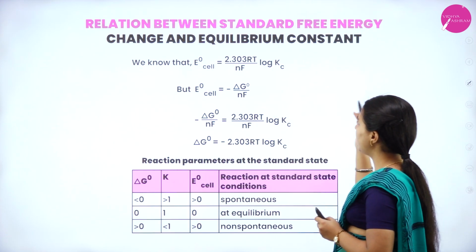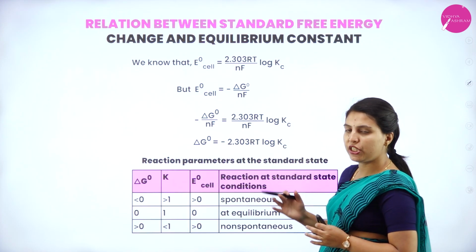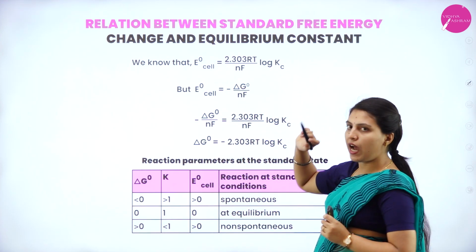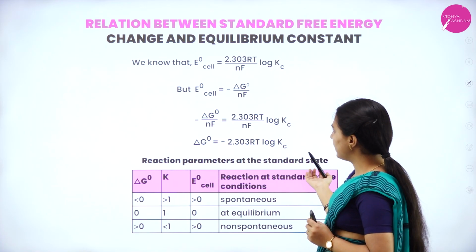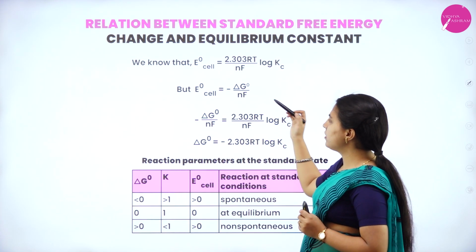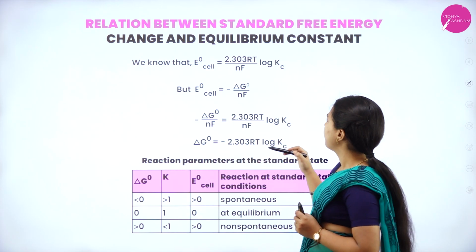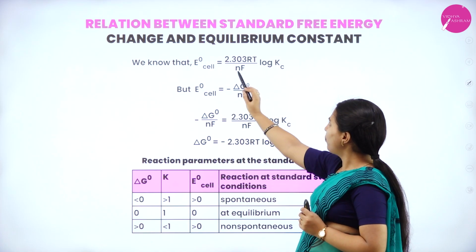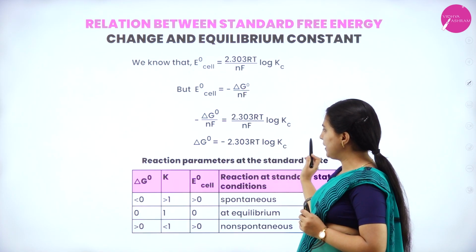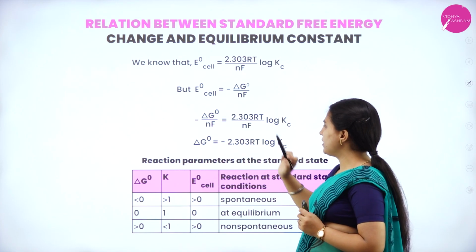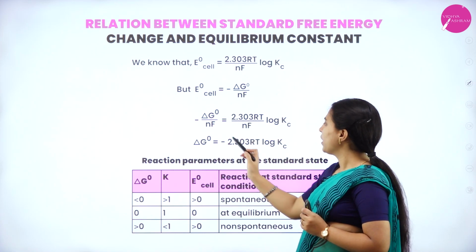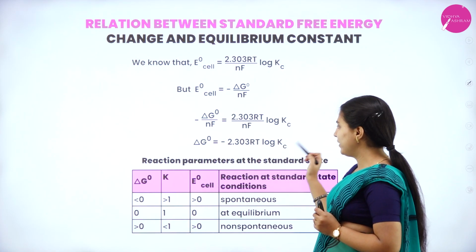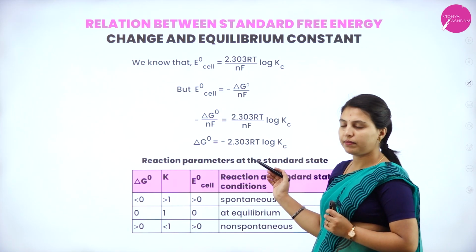And here we can find the relationship between free energy and the equilibrium constant. We know that E naught cell is equivalent to 2.303 RT by NF into log Kc. E naught cell is also equivalent to minus delta G naught by NF. So minus delta G naught, that is free energy, by NF equals 2.303 RT by NF log Kc. So NF cancel out each other, and delta G naught equals minus 2.303 RT log Kc.